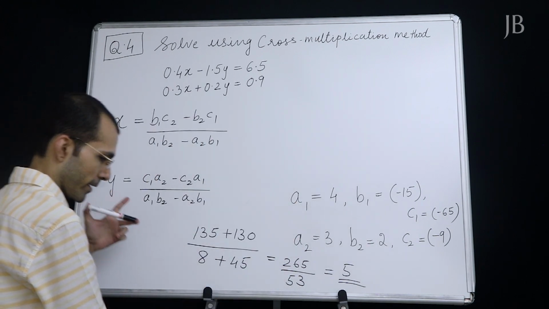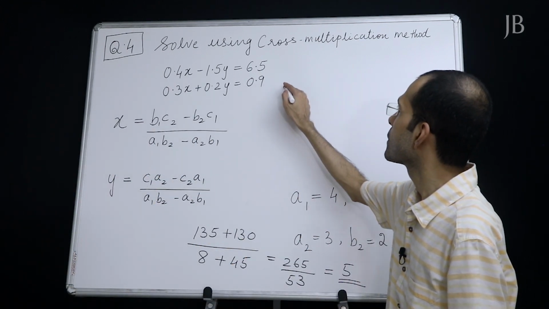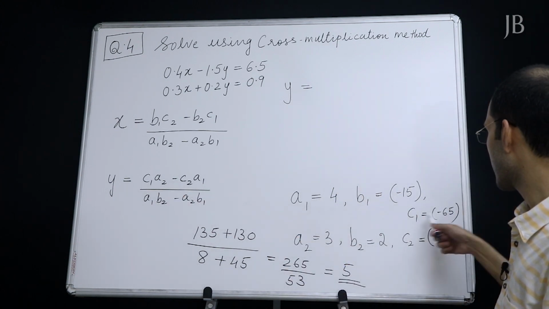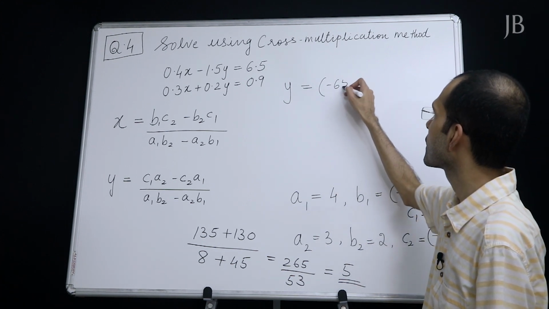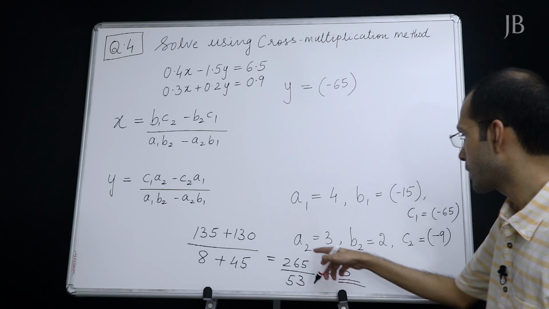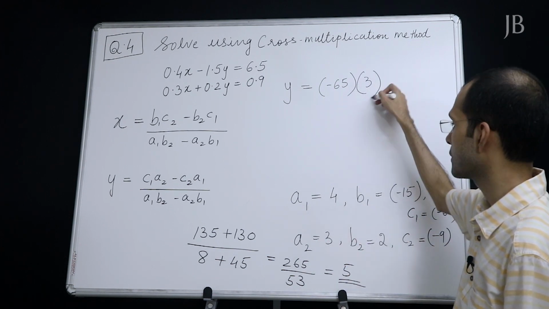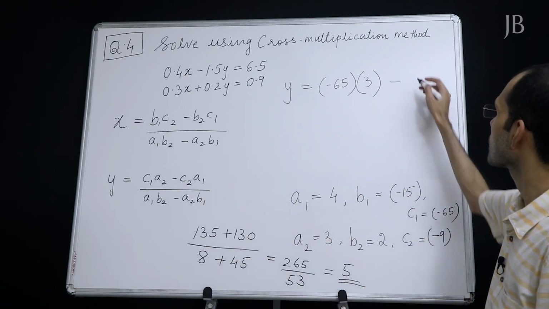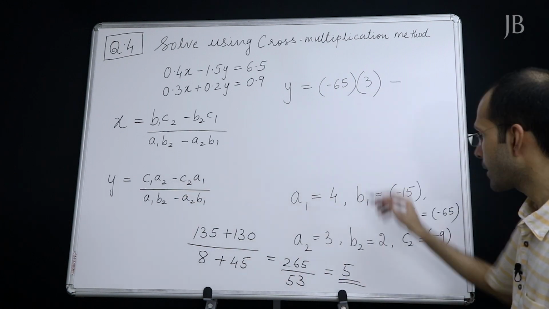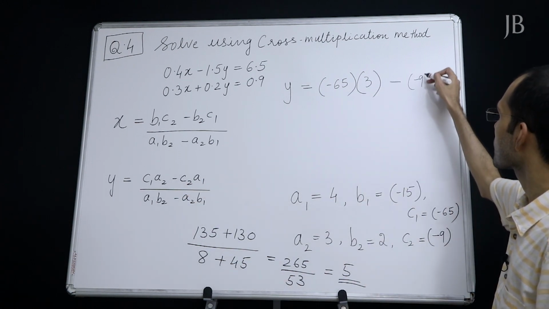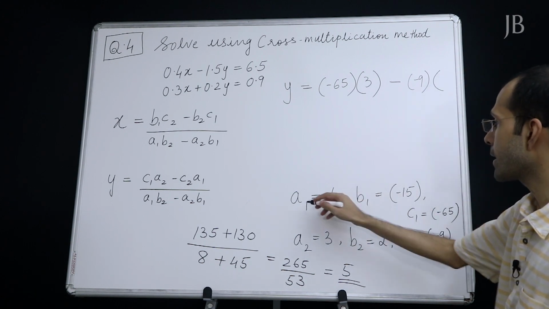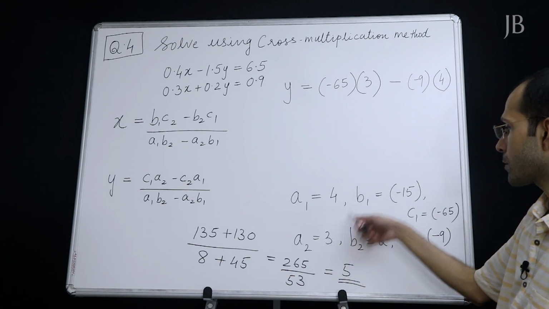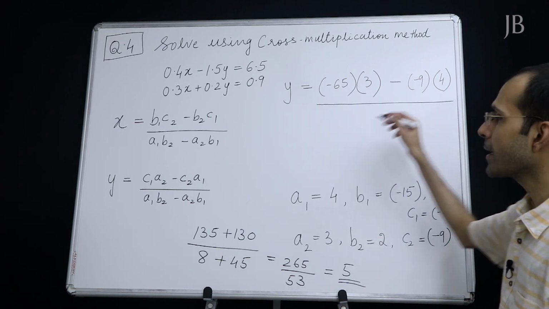Now come to y. So y will be C1 A2 minus C2 A1. Where is C1? C1 is minus 65. Where is C2? This minus comes because of the formula, and C2 itself is negative. So minus 9 into A1. Let's see if we are okay. C1 A2, C1 A2. Okay. Divided by the same denominator.